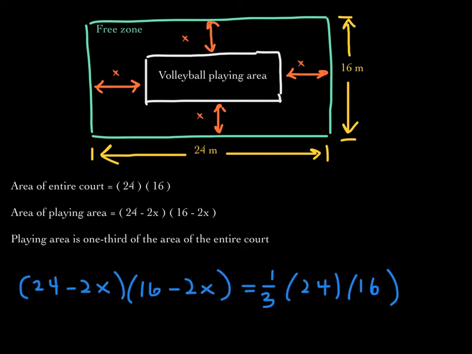So this is what we have. This is the area of the playing area, and it is 1/3 the area of the entire court. So what we can do here is solve this equation for x, and that will give us our unknown. That is going to give us the width of that free zone. All right, let's go for it.